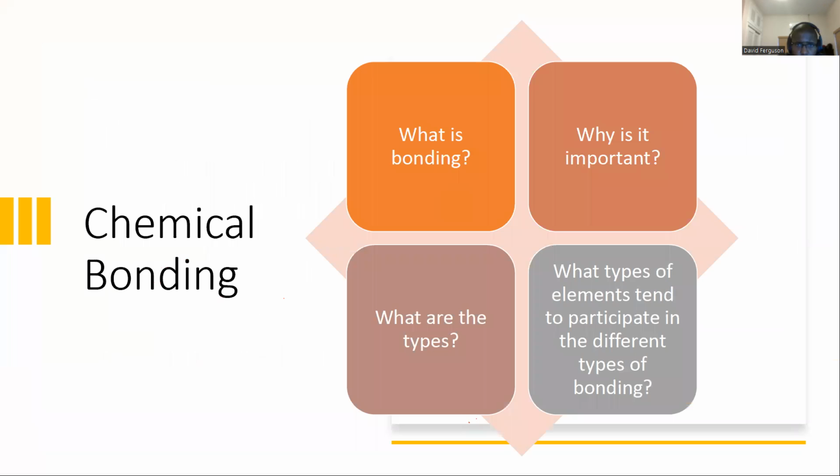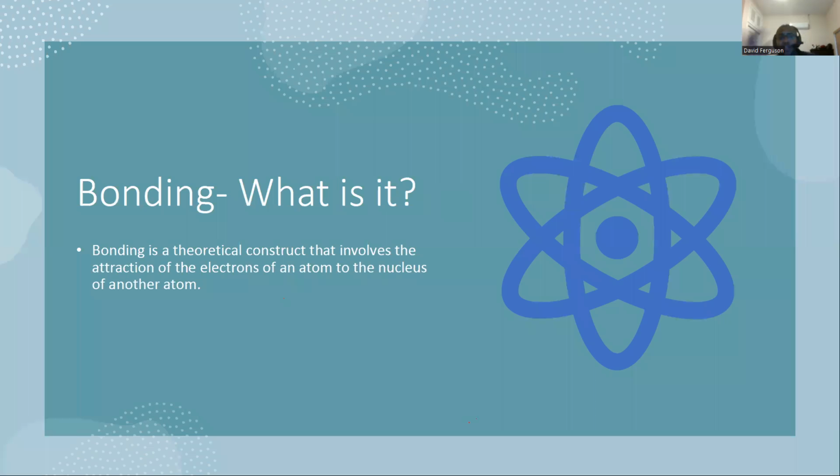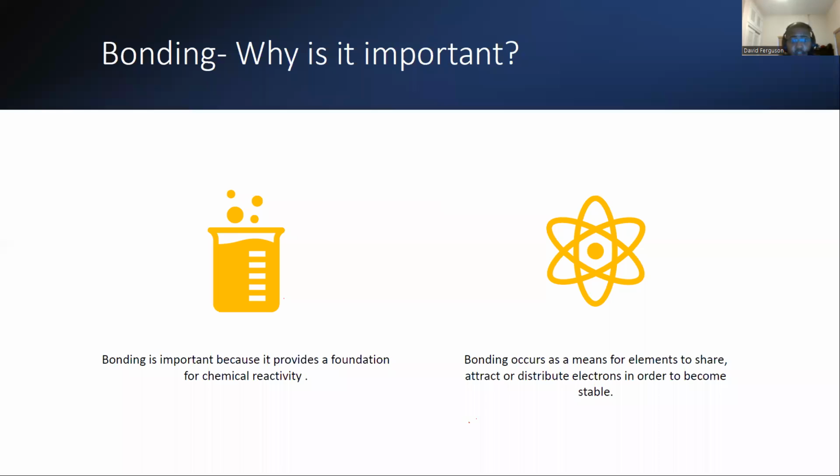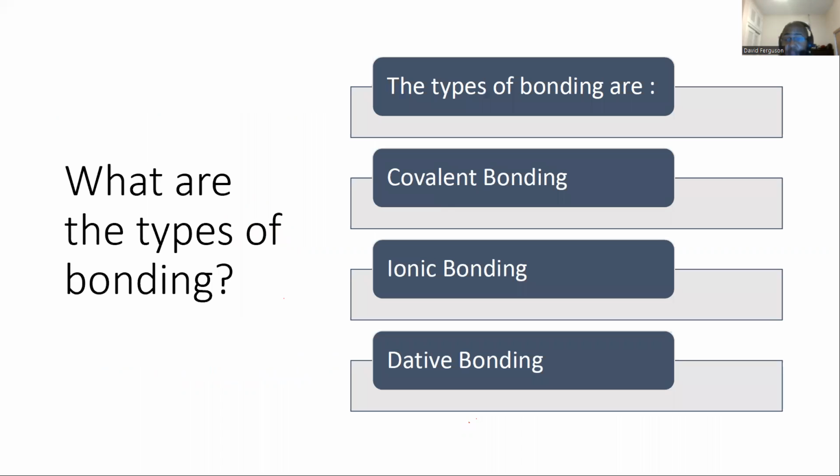So let's continue. What is bonding? Why is it important? What are the types? And what types of elements tend to participate in the different types of bonding? So bonding is a theoretical construct that involves the attraction of the electrons of an atom to the nucleus of another atom. It's important because it provides a foundation for chemical reactivity. Bonding occurs as a means for elements to share, attract, or distribute electrons in order to become stable. You have three types of bonding that we're going to discuss in this class: covalent bonding, ionic bonding, dative bonding.